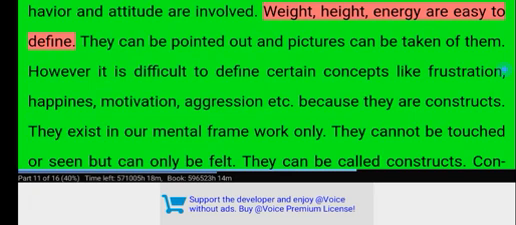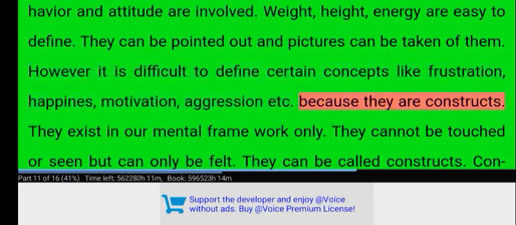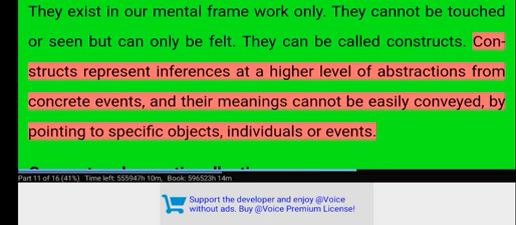Weight, height, and energy are easy to define. They can be pointed out and pictures can be taken of them. However, it is difficult to define certain concepts like frustration, happiness, motivation, aggression, etc., because they are constructs. They exist in our mental framework only. They cannot be touched or seen but can only be felt. They can be called constructs. Constructs represent inferences at a higher level of abstraction from concrete events, and their meanings cannot be easily conveyed by pointing to specific objects, individuals, or events.